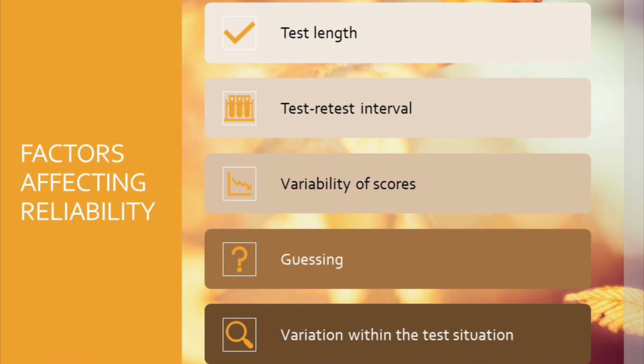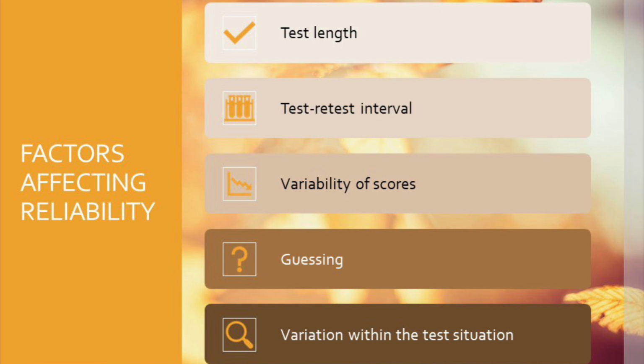When there is little variability among test scores, the reliability will be low. Reliability will be low if a test is so easy that every test taker gets all the answers correct, and reliability will also be low if a test is so difficult that every test taker gets all the items wrong. So variability among the test scores matters.